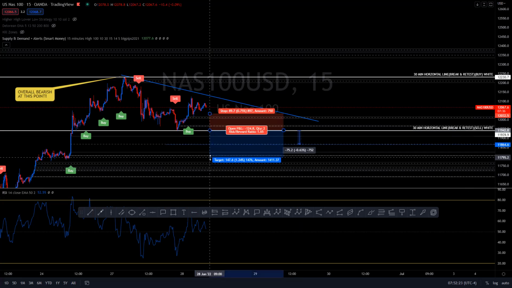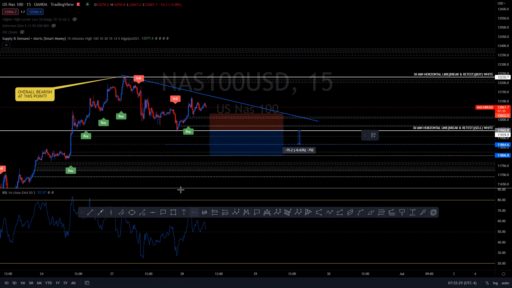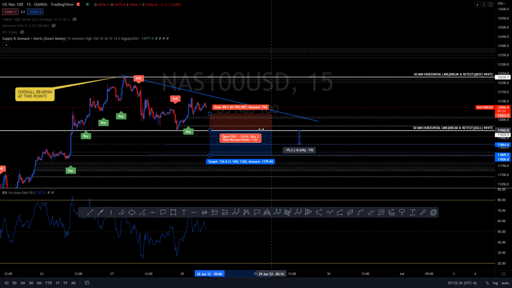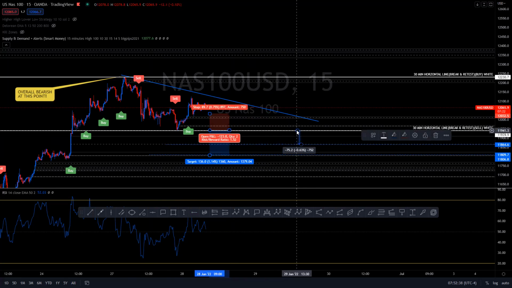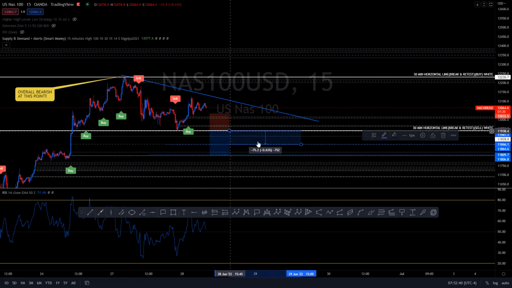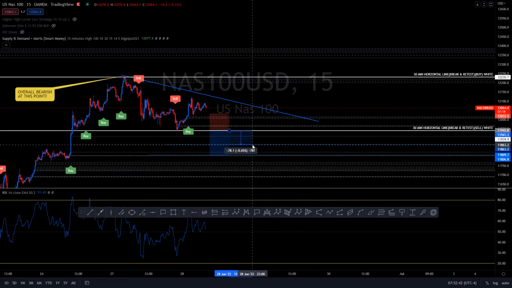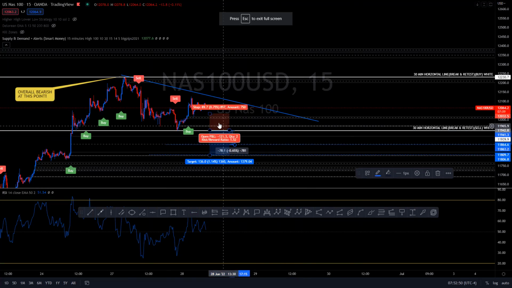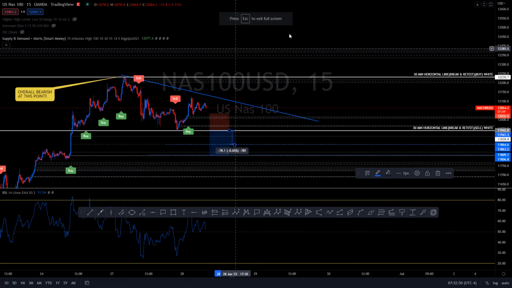And then I would probably look for price to reverse maybe at this point, or to hit this support here. And that's what I would be looking for. So that's what I'll be looking for.